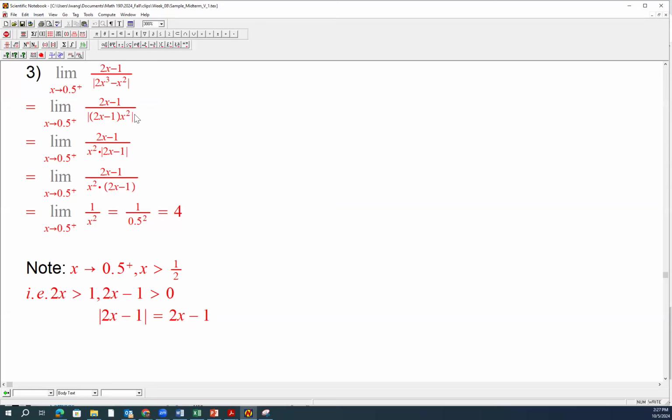So you can see in this process, it involves the handling of factors and understanding absolute value. And you really have to understand absolute value very, very well to carry out these steps. I hope in this process you understand absolute value very well.